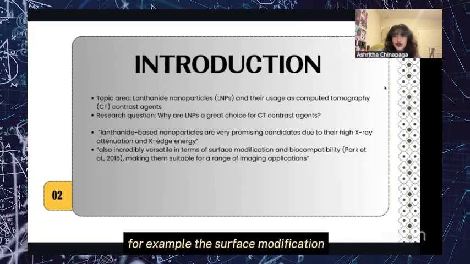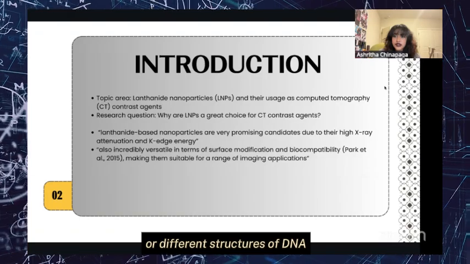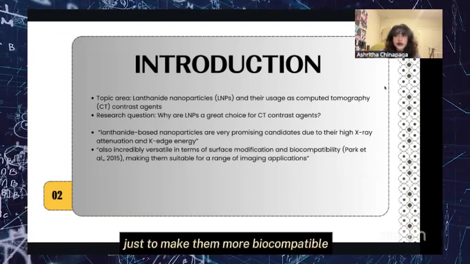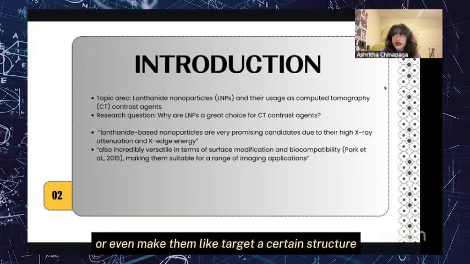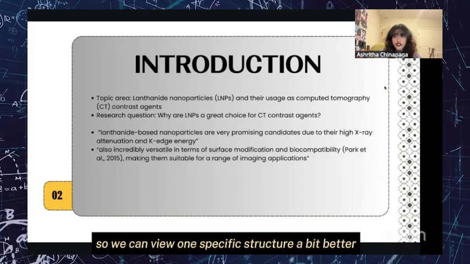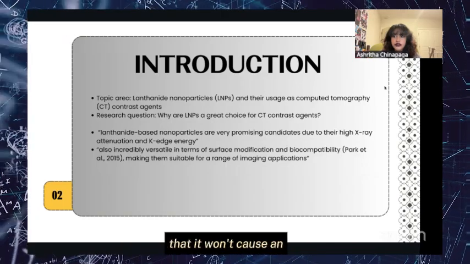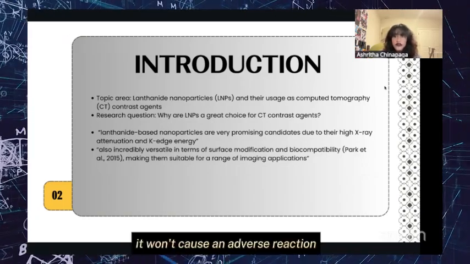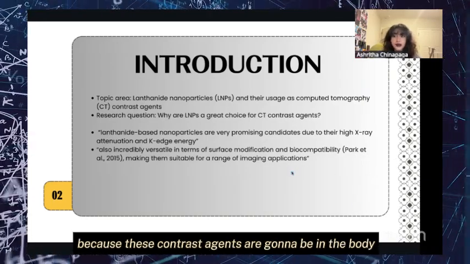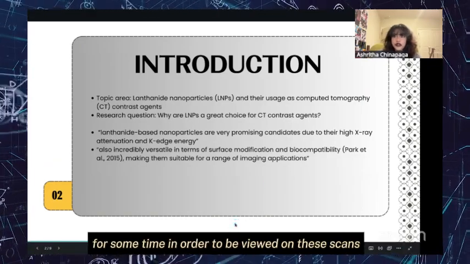So for example, surface modification is talking about adding different proteins or different structures of DNA or different antibodies on the surface of these particles just to make them more biocompatible, or even make them target a certain structure so we can view one specific structure a bit better. And biocompatibility just refers to that it won't cause an adverse reaction from the immune system, which is also really important because these contrast agents are going to be in the body and they're going to need to stay in the body for some time in order to be viewed on these scans.